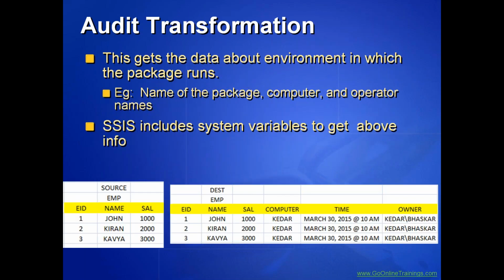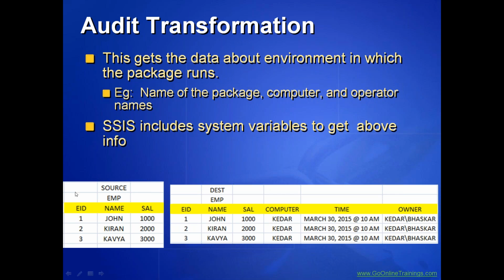Now raw files we discussed already. Now audit transformation. This creates the data about the environment in which the package runs: name of the package, computer name, operator name, a lot of things you can get into the destinations. SSIS includes system variables to get the above data.